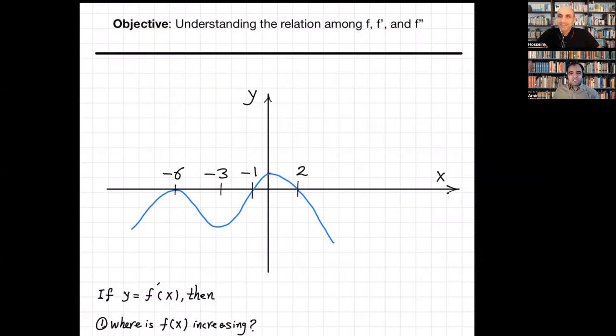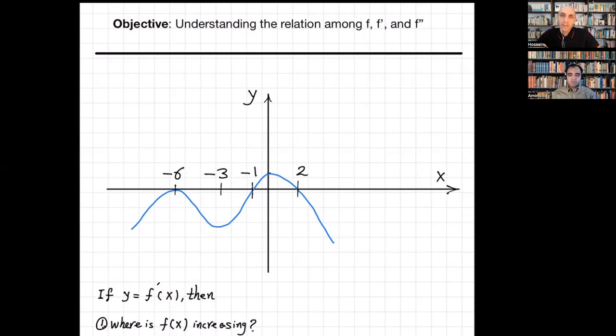I'm good. We have a problem today for understanding the relation among f prime and f double prime. We have a curve here, Hussein, and you see the blue curve. Given this curve, we are going to explore the relationship between f and f prime, or f and f double prime. So we have some questions.